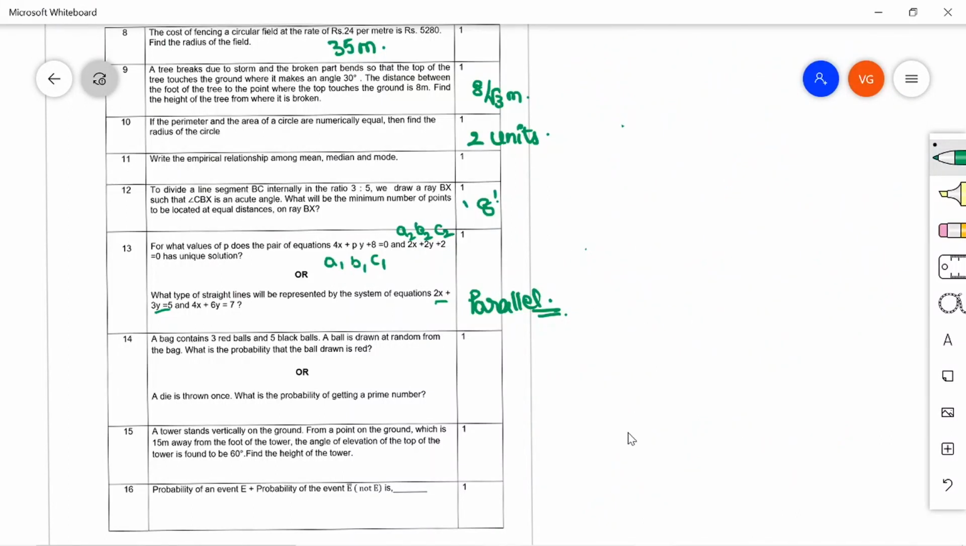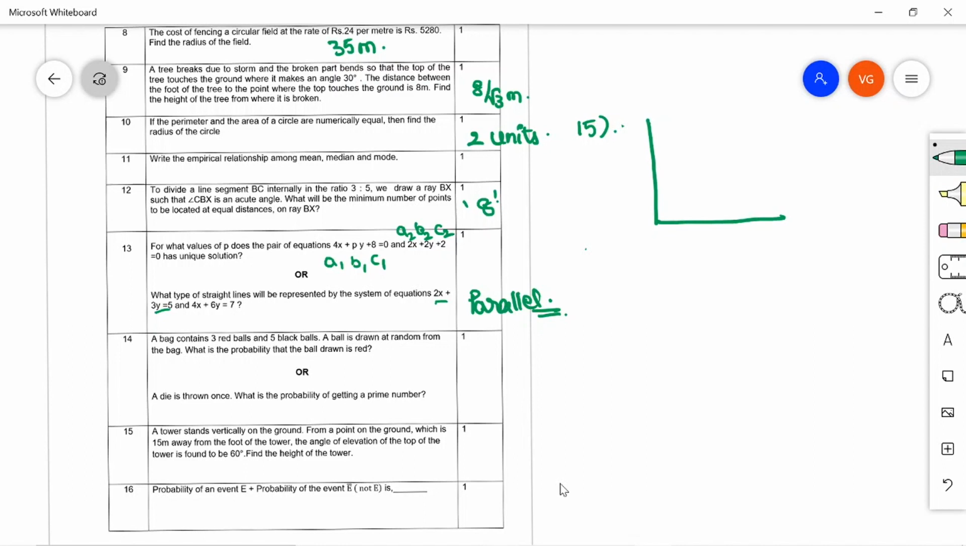Question number 15. A tower stands vertically on the ground. From a point on the ground which is 15 meters away from the foot of the tower, the angle of elevation of the top of the tower is found to be 60 degree. Find the height of the tower. So this question is on heights and distances. For your better understanding, always I prefer you to draw the picture.